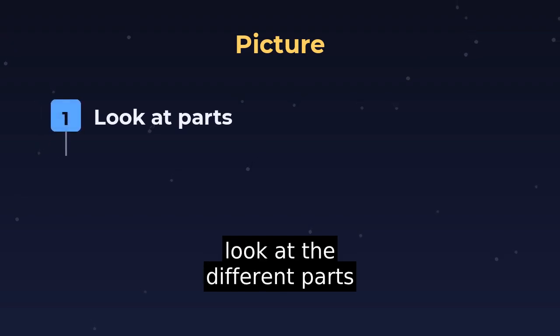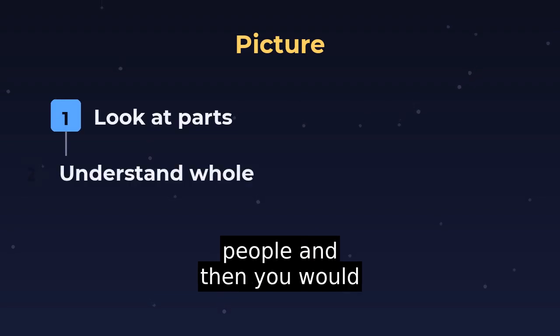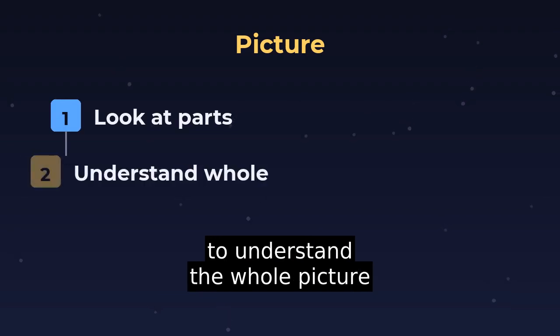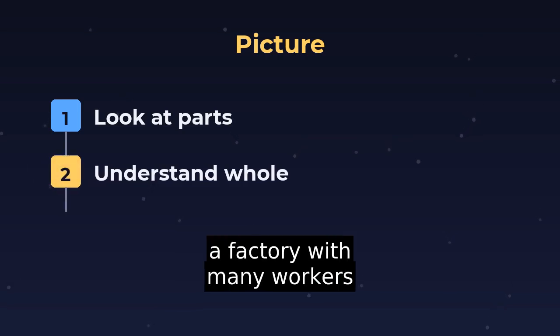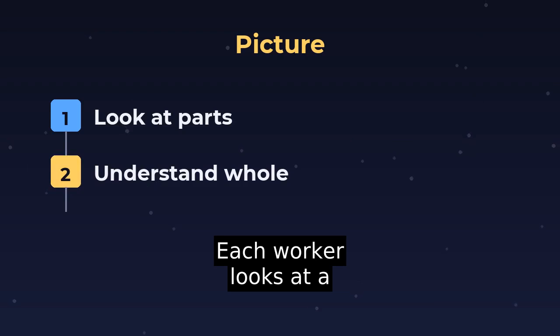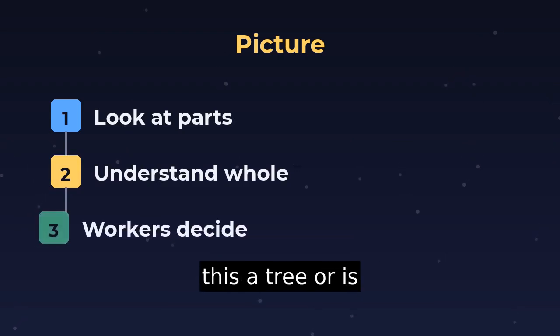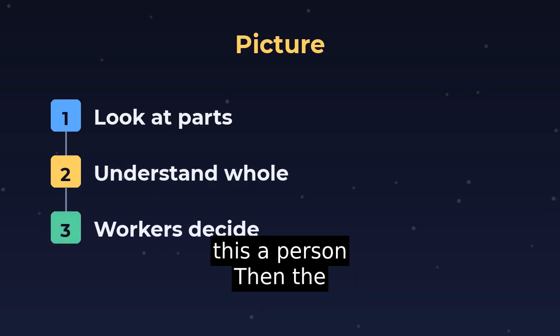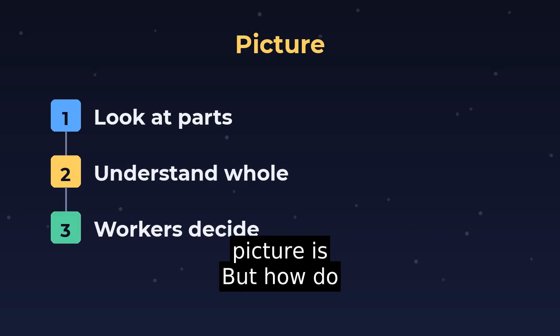You would look at the different parts of the picture, like the sky, the trees, and the people, and then you would put all those parts together to understand the whole picture. A neural network is like a factory with many workers. Each worker looks at a small part of the picture and says yes or no to a question, like, is this a tree, or is this a person? Then, the workers talk to each other and decide what the whole picture is.